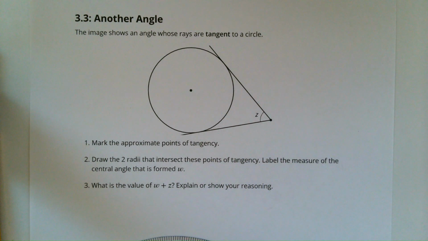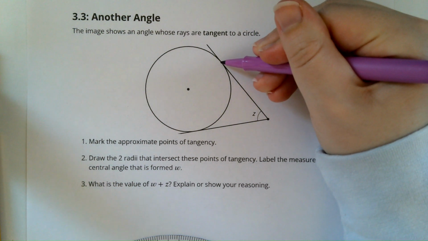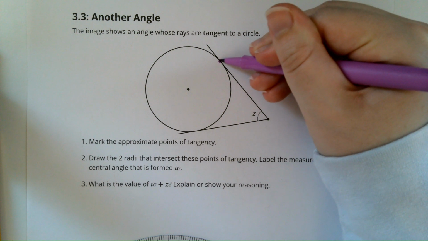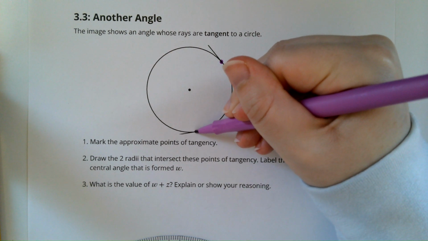So it says mark the approximate points of tangency. So the points of tangency, again, are going to be just the points where the tangent lines intersect with the circle. So it looks like it's going to be about here for that tangent line, and then it's going to be about here for that tangent line.